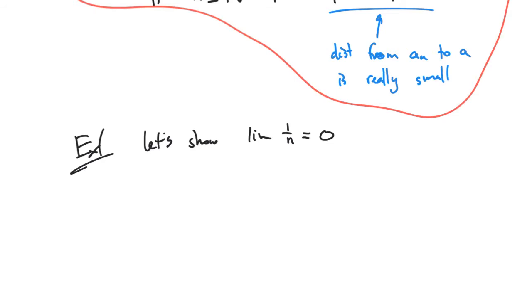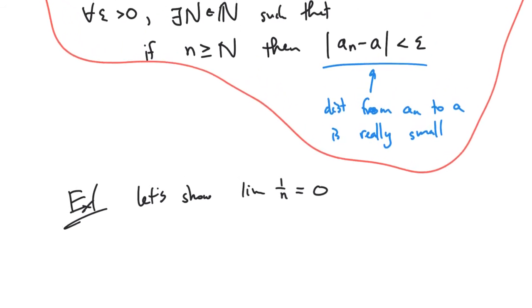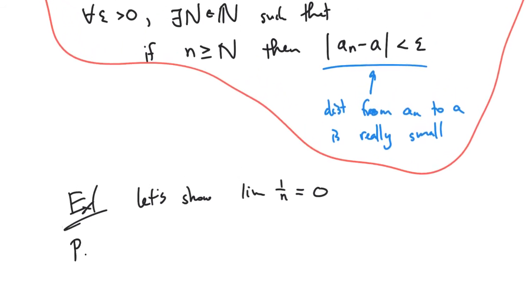The reason you don't do the details in a calculus class is because we never even told them the definition anyway, so they wouldn't be able to do the details even if they wanted to. But let's show that the limit of 1 over n equals 0. So we have to do a little proof here. Every one of these examples is going to involve a little proof.